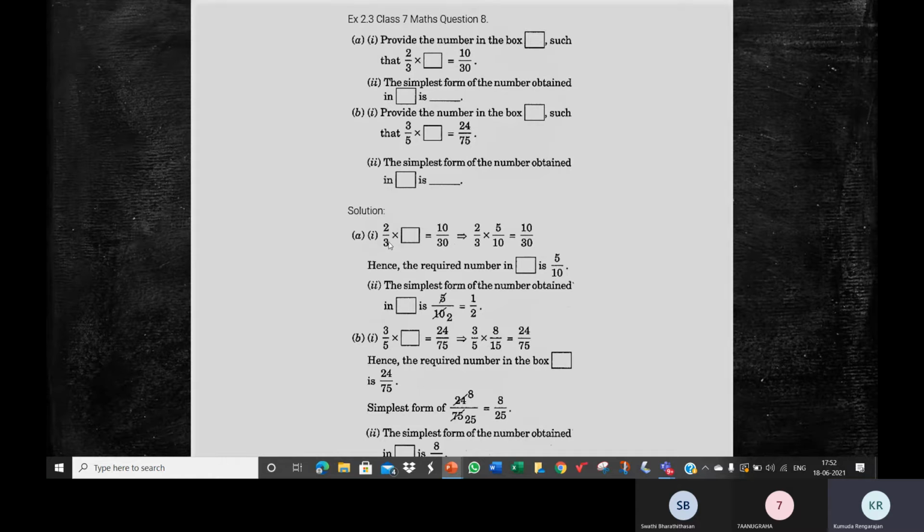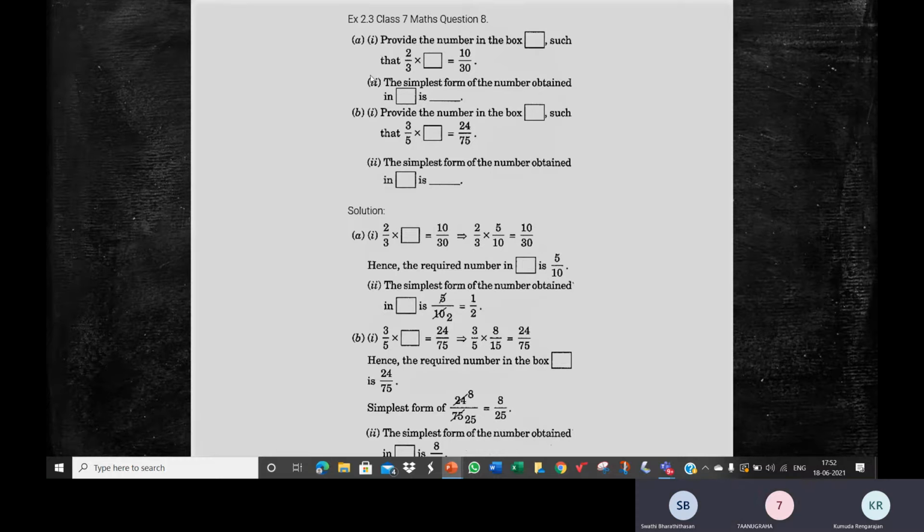So see the answer right below here. 2 by 3 into, this is the question. So 2 by 3 into 5 by 10 will give us 10 by 30. So the required number in the box is 5 by 10. Please understand. Say there's a box here, right? So the required number in this box is 5 by 10. If you have any doubt, I'll repeat it. No, ma'am, no doubts.